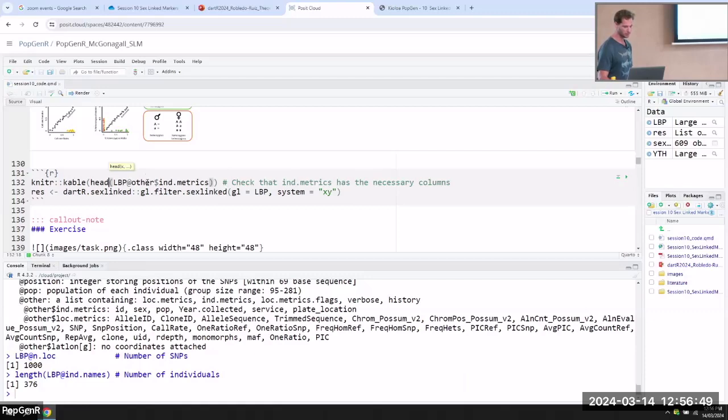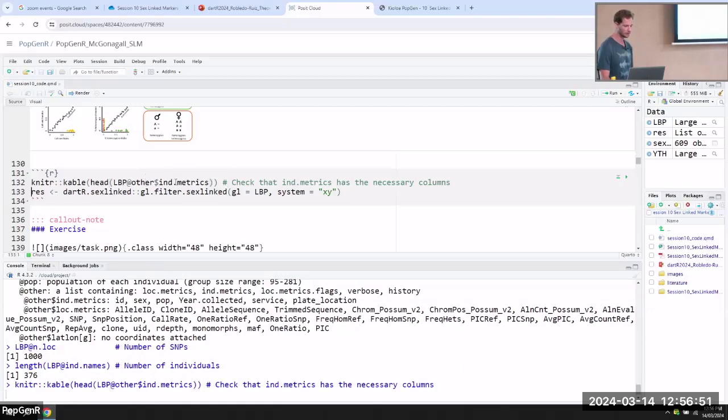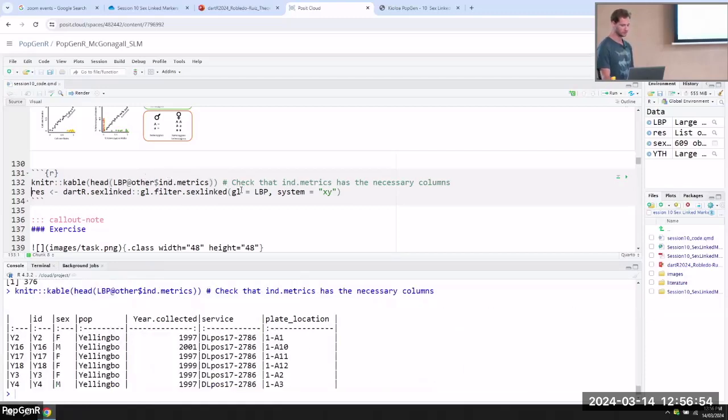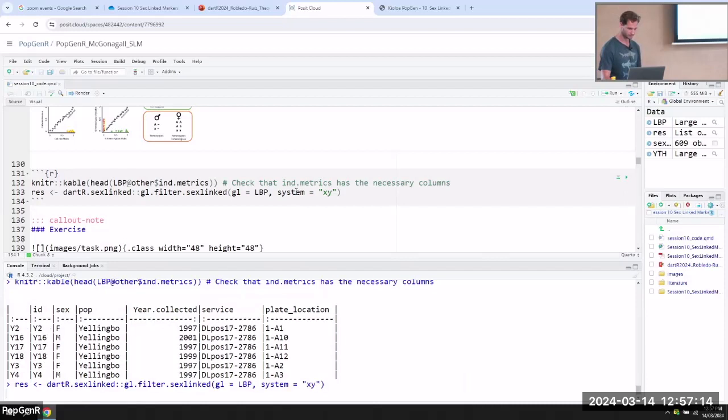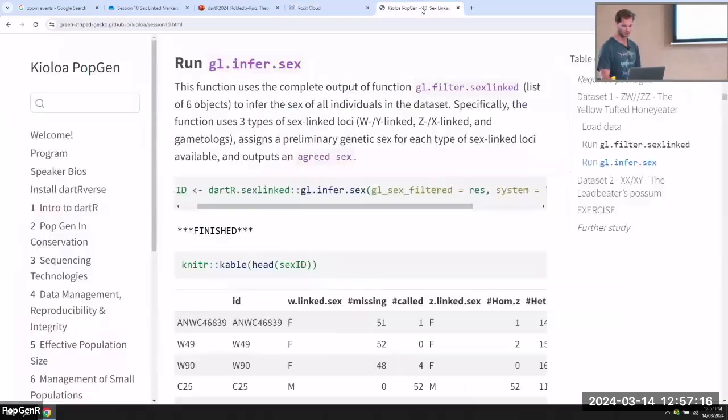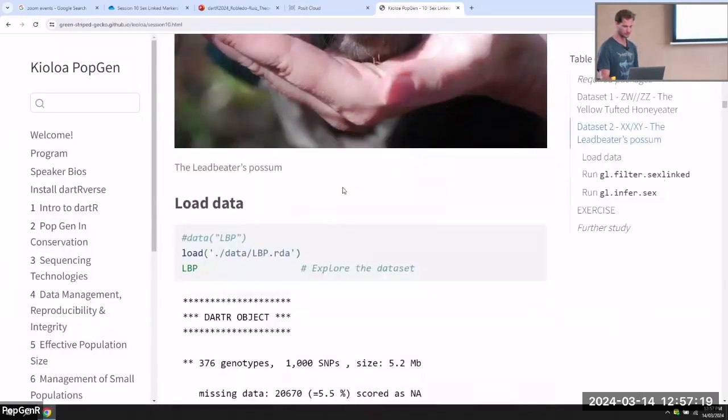So again, when we're looking at the other individual metrics, we have this column which has sex, and that coded as F and M, and then we just run that function. But here, because we know that this species has an XY chromosome system, we put XY, and we run that. I'll just show those results down here.